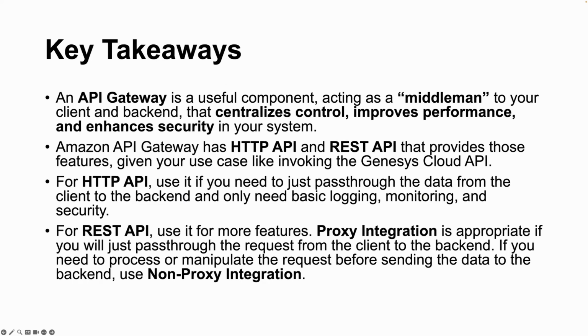With all of the things that we've discussed in this DevDrop and having multiple parts, I would just like to give some key takeaways from this one. An API gateway is a useful component that acts as a middleman to your client and backend that centralizes control, improves performance, and enhances security in your system. And with the Amazon API Gateway, it has two types: the HTTP API and the REST API.